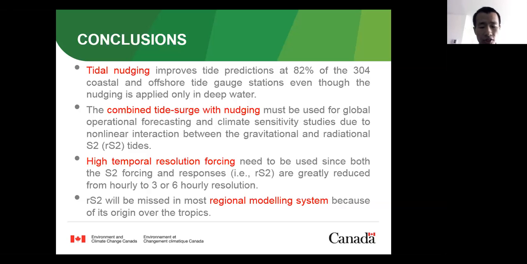Lastly, in terms of regional modeling systems, we note that the RS2 will be mostly missed because of its origin over the tropics. As a next step, we plan to further improve the model by including the baroclinic effects, and we already found some interesting gains from the baroclinic effects on the coastal wave propagation and also the seasonal variability. Okay, that's it. Thank you.